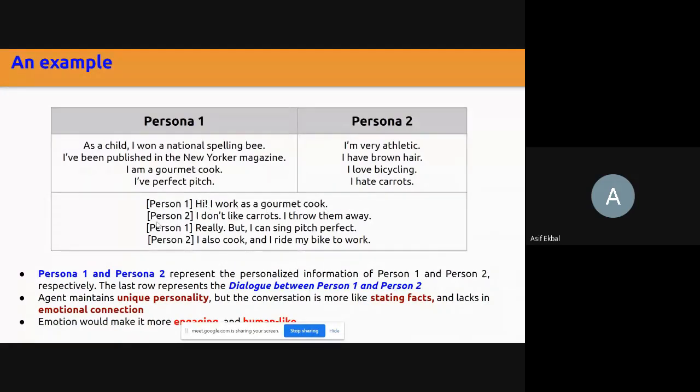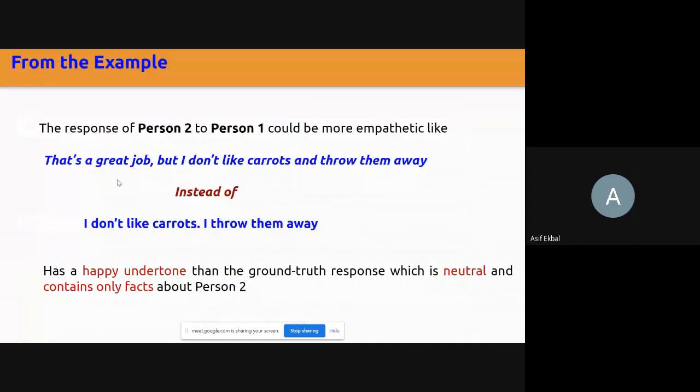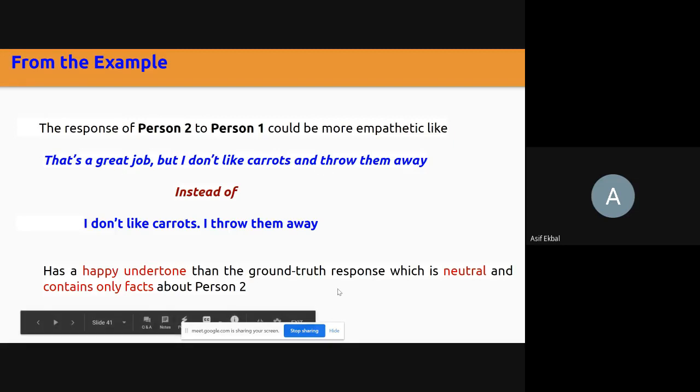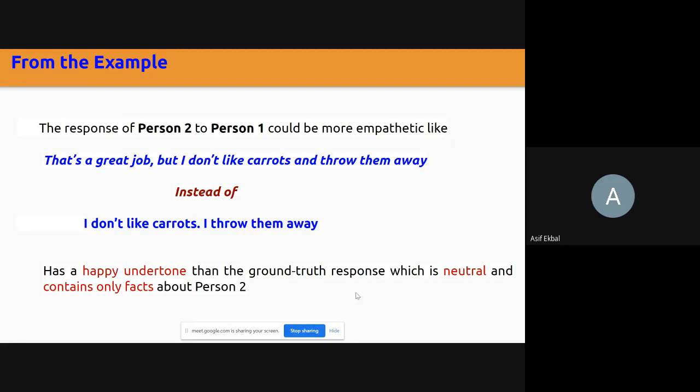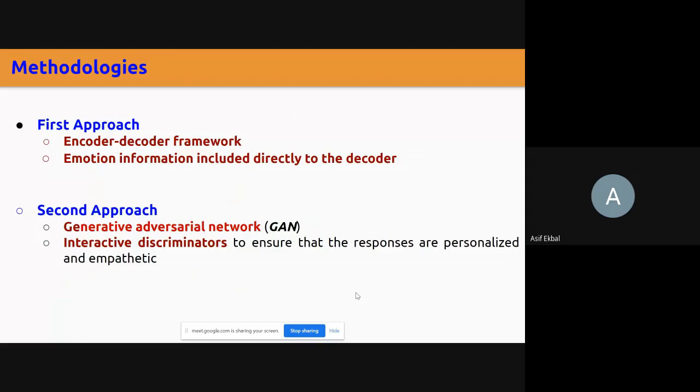So now let's say when person 1 says, hi, I work as a gourmet cook, and person 2 says, oh, that is a great job. That means person 1 gets the impression that person 2 has actually attended to his conversation. And then person 2 says, but I don't like carrots and throw them away, instead of simply saying it like that. In this case, you see that the response of person 2 has a happy undertone, and so it will be a better response. That is what you want to generate through emotion-aware responses.